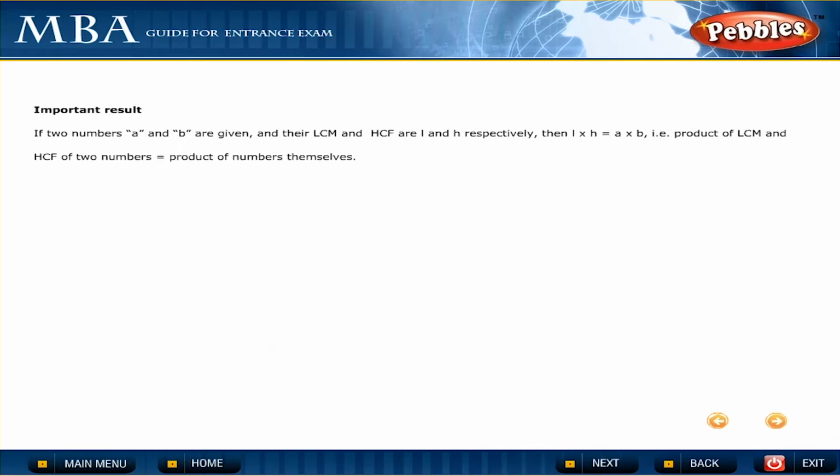Important result. If two numbers A and B are given and their LCM and HCF are L and H respectively, then L and H is equal to A into B. That is, the product of LCM and HCF of two numbers is equal to the product of the numbers themselves.